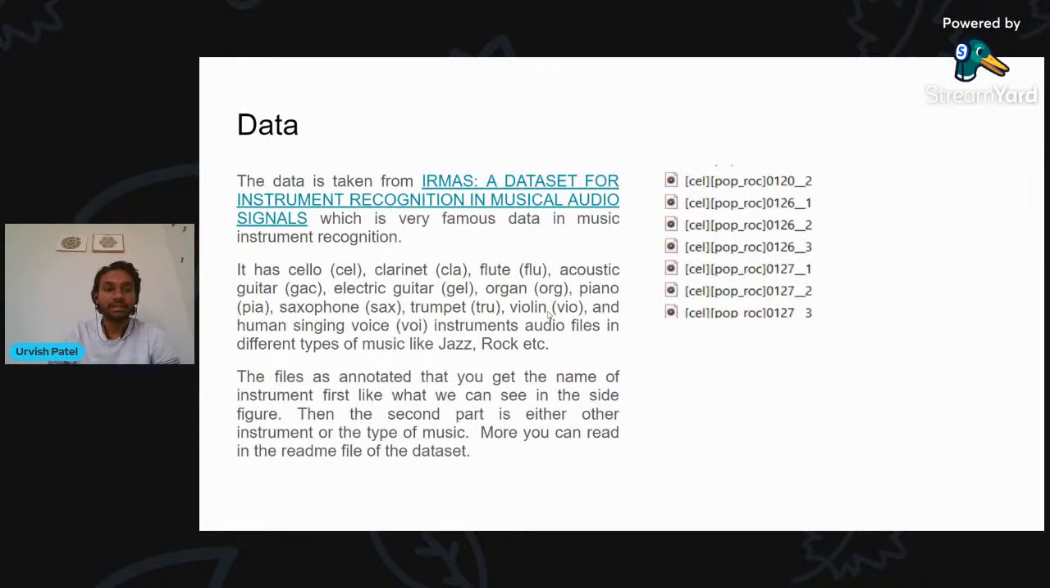Now, about the data. The data is taken from the IRMAS data set for instrument recognition in musical audio signals. It's an open source data set, considered one of the benchmarks in instrument classification. The link is there, and you can go and check out other details, like how they collected the data. But the most important part for us is understanding how many different instruments there are. It has cello, clarinet, flute, acoustic guitar, electric guitar, organ, piano, saxophone, trumpet, violin, and a human singing voice, which is just voice.